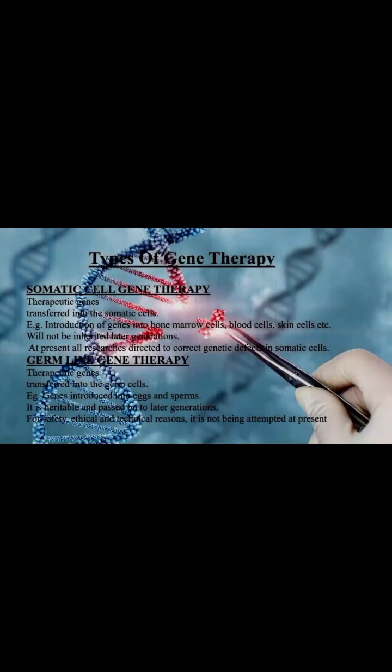And now, we discuss the types of gene therapy. There are basically two types of gene therapy. One is somatic cell gene therapy and the next is germline gene therapy. What is somatic cell gene therapy? In somatic cell gene therapy, the therapeutic gene is introduced in somatic cells. And next, what is germline gene therapy? In germline gene therapy, the therapeutic gene is introduced in germ cells.